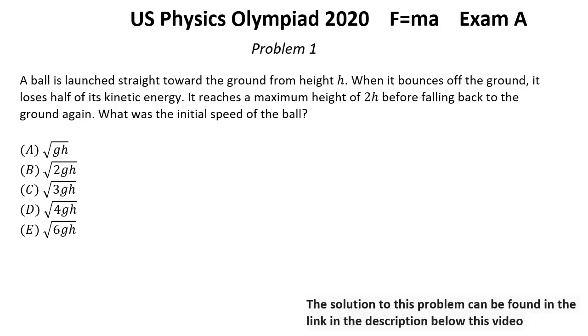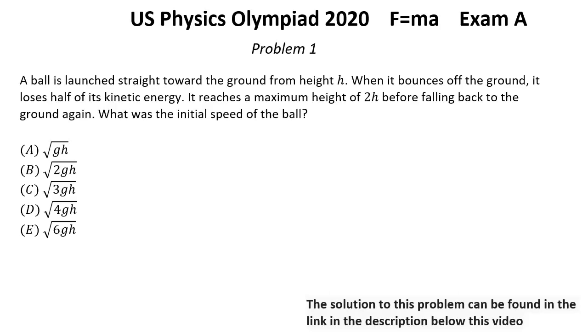Problem number 1. A ball is launched straight toward the ground from height h. When it bounces off the ground, it loses half of its kinetic energy. It reaches a maximum height of 2h before falling back to the ground again. What was the initial speed of the ball?